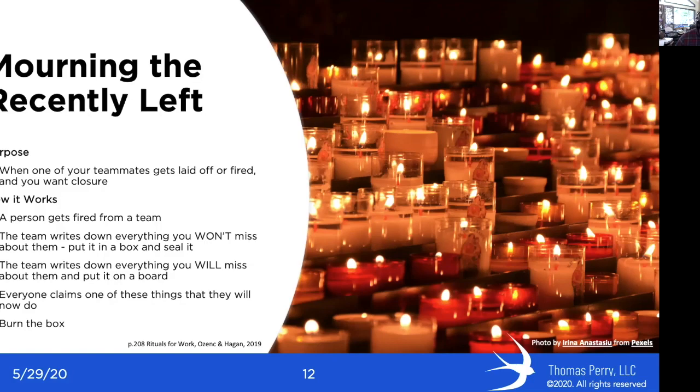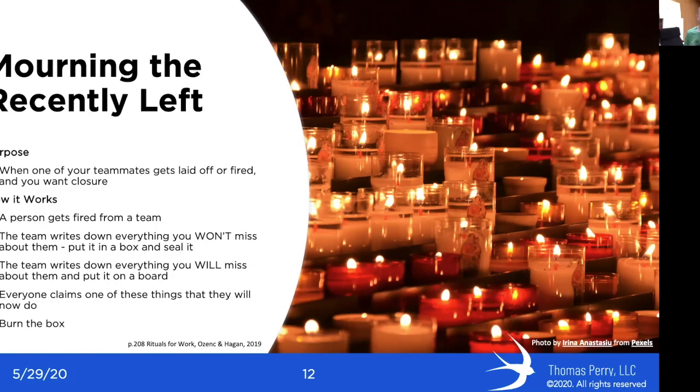And then the team writes down everything that you will miss about them, and we put that on a sticky note and stick it on a whiteboard. Then everyone claims one of those things on the whiteboard that they will now do, so that the things we loved about the person are not lost in some sense. And then we take the box and we burn it.